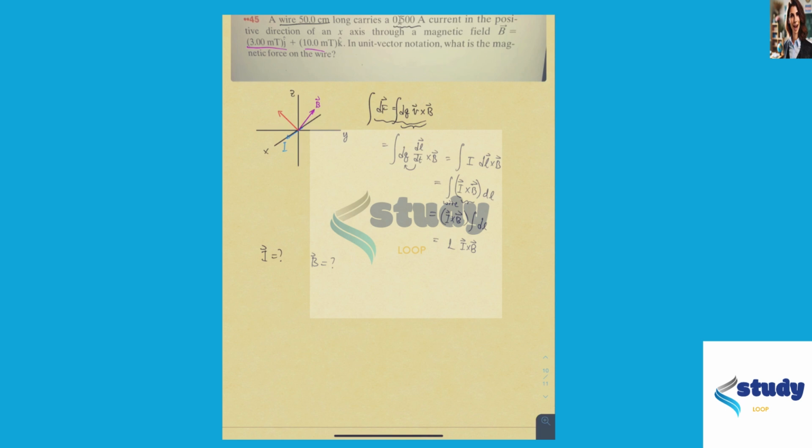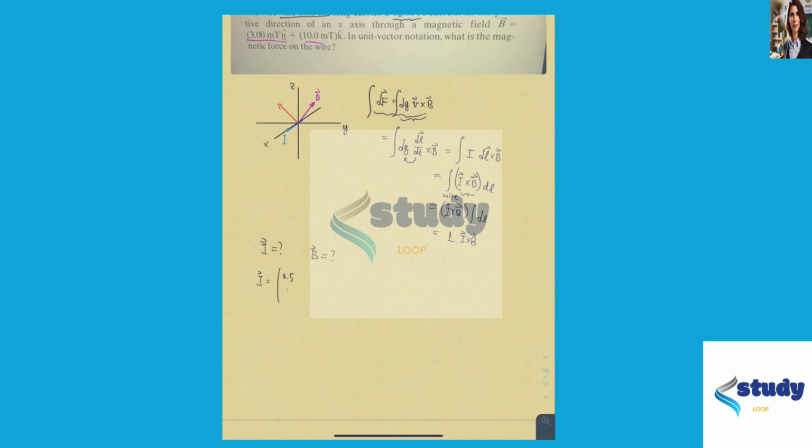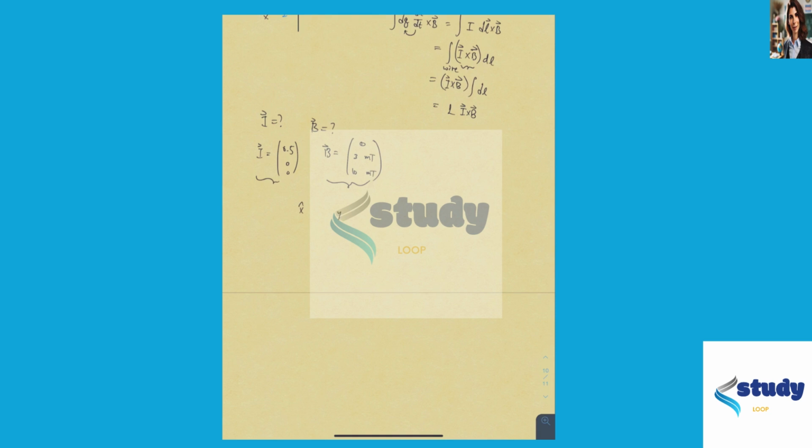Well, because we know the current is flowing in the positive x direction, we can write I as 0.5, and then 0, 0 in the y and z directions. What is B? B does not have an x component, so I'm going to put 0 here. It does have a y component, which is 3 mT, and it also has a z component, which is 10 mT. So this is our current vector and this is our B field vector. What we're going to do now is a cross product. So we have x hat, y hat, z hat, then 0.5, 0, 0, and 0, 3 mT, 10 mT. You do the determinant, and that's going to give you I cross B.